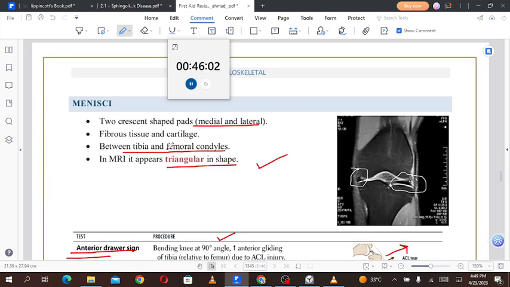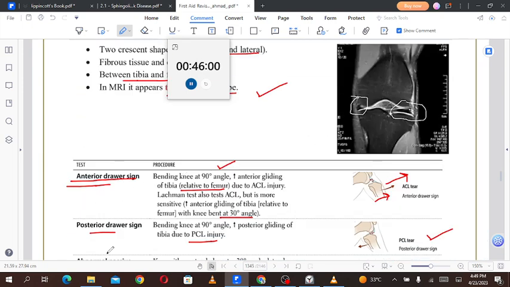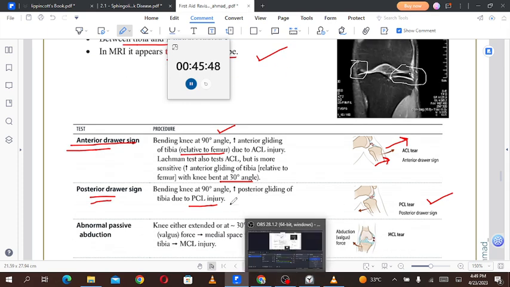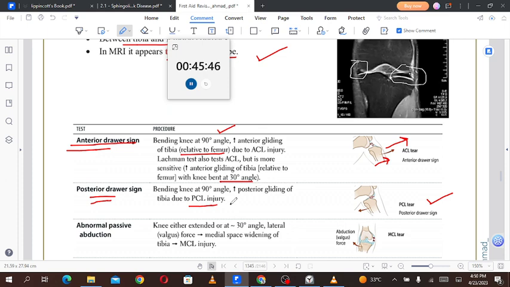Normally, when we are doing the test, you can see that both the anterior and posterior draw signs are elicited when the knee is flexed. So there is no concept of extending the body. Remember that these two things which I have shown you previously are just for conceptualizing purposes, and they are not physiologic or pathologic signs associated with that. So firstly we saw the anterior draw sign. Now we're talking about the posterior draw sign. Posterior movement is being resisted by the posterior cruciate ligament. Remember that. Bending the knee at a 90-degree angle will increase the posterior gliding of the tibia relative to the femur due to posterior cruciate ligament injury.